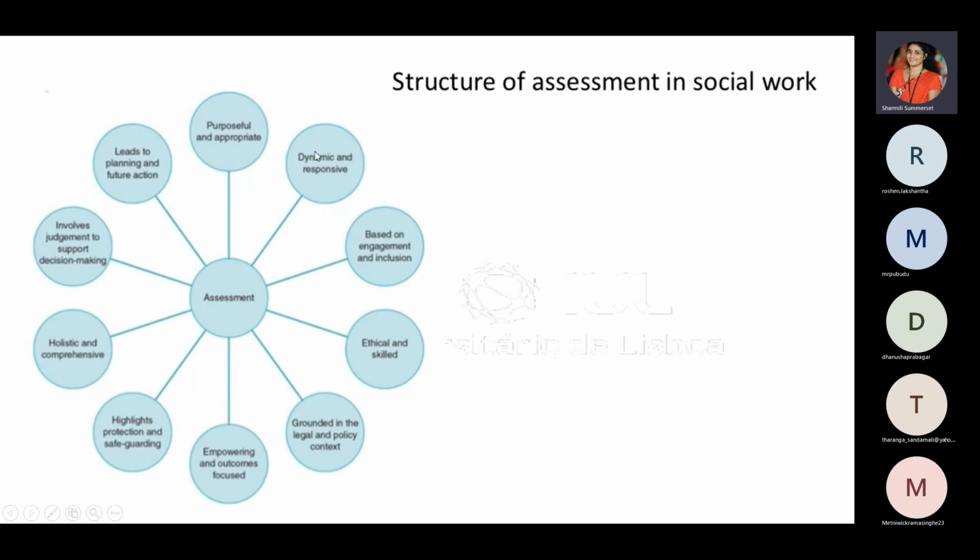It should be dynamic and responsive, based on engagement and inclusion, ethical skill, and it should be based in legal policy and context. Yes, it should adhere to the policies and legal requirements, and it should be empowering and outcome focused. It highlights protection and safeguarding, is holistic and comprehensive, involves judgment to support decision making, and leads to planning and future action. So these are the structures of the assessment. Normally in social work, we can include these things when we are developing an assessment.